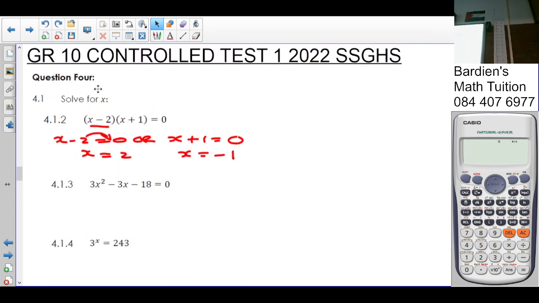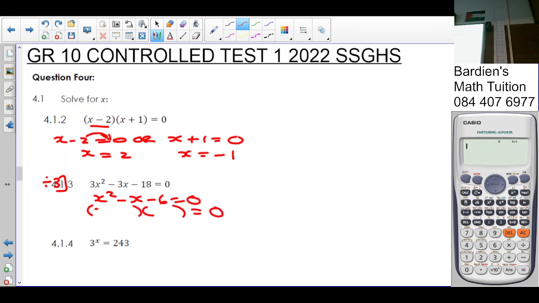Let's look at the next question. So is there a common factor here? Yes. So I divide throughout by 3. So I get x squared minus x minus 6 is equal to 0. So what do we notice now? Trinomial.